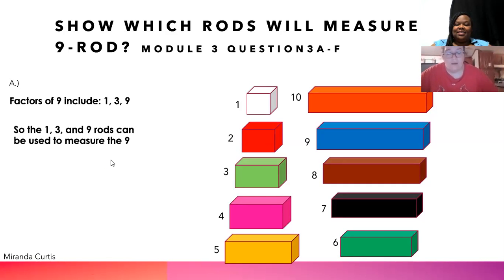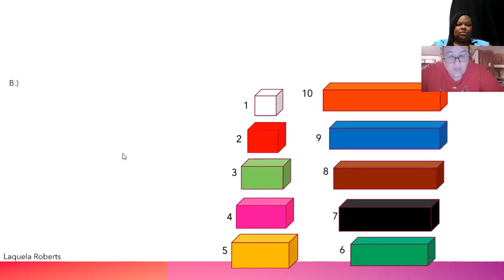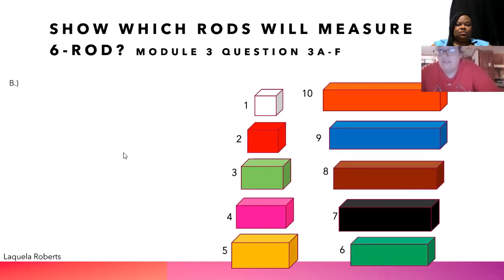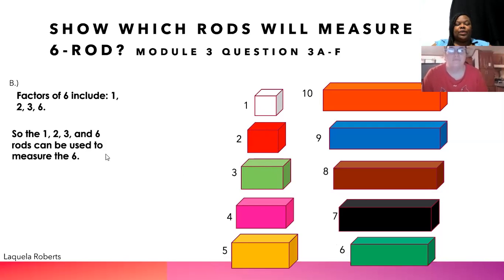Okay, Miss Dominique, show which rods will measure the 6 rod. All right, so as you can see, our factors of 6 include 1, 2, 3, and 6. So 1 times 6 is 6. 2 times 3 is 6. So as we can see, 1, 2, 3, and 6 rods can be used to measure the 6 rod.